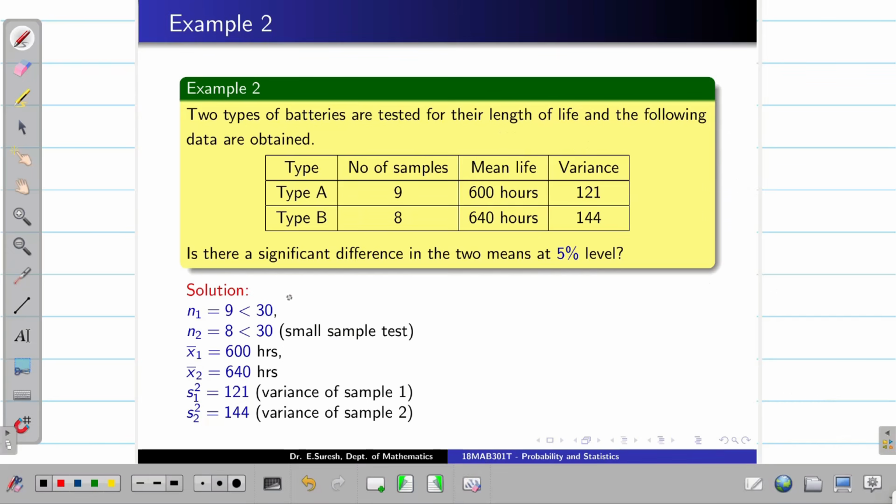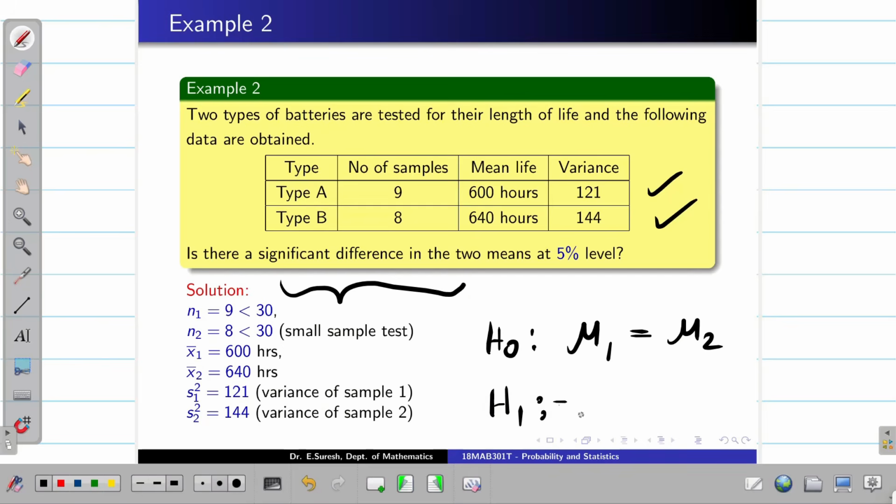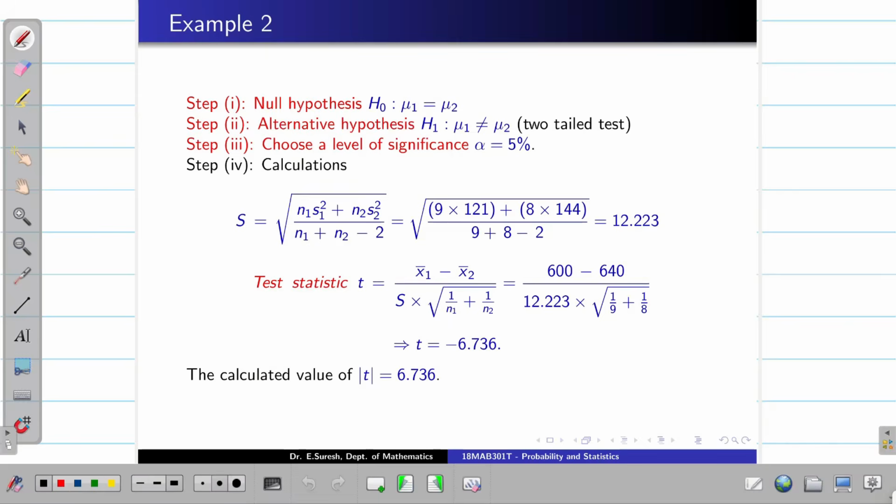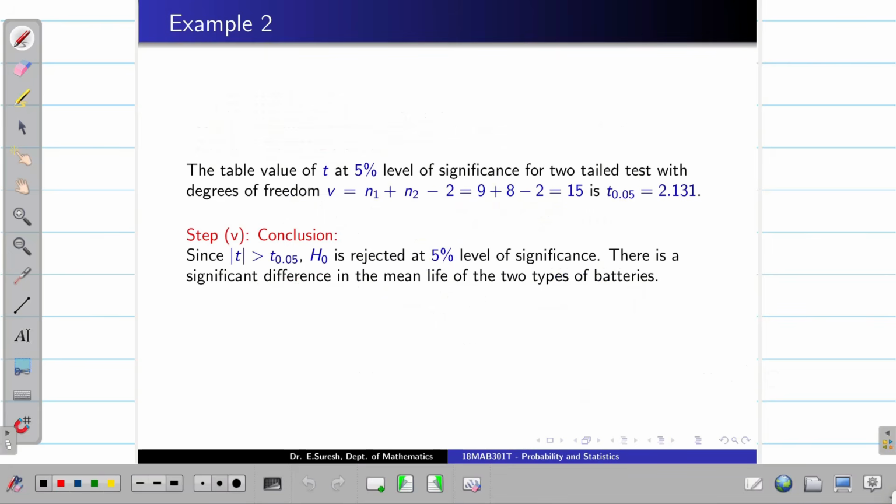Next we have to see, is there any significant difference between these two means. So this is the sample mean. We have to assume the population mean. In H naught, we say mu1 equal to mu2. In H1, we say there is a difference, so mu1 not equal to mu2. Substitute the values, get the t value and take the modulus. So mod t value is 6.736.